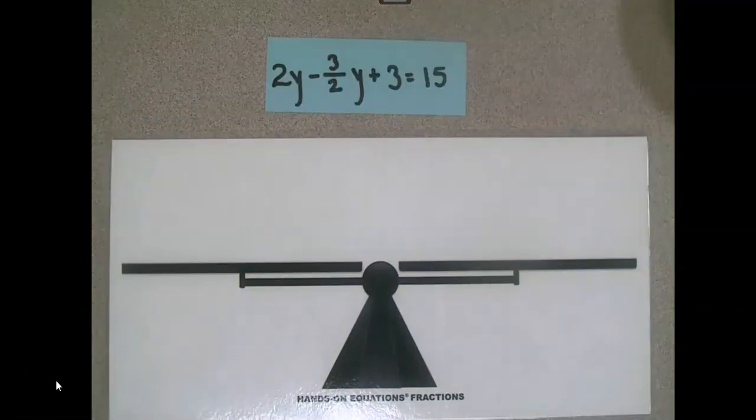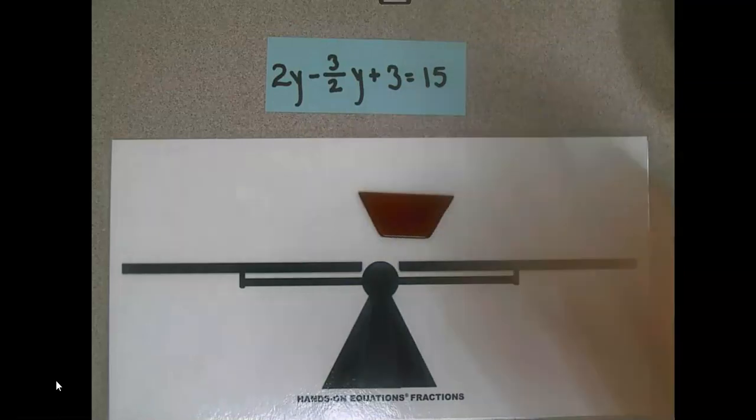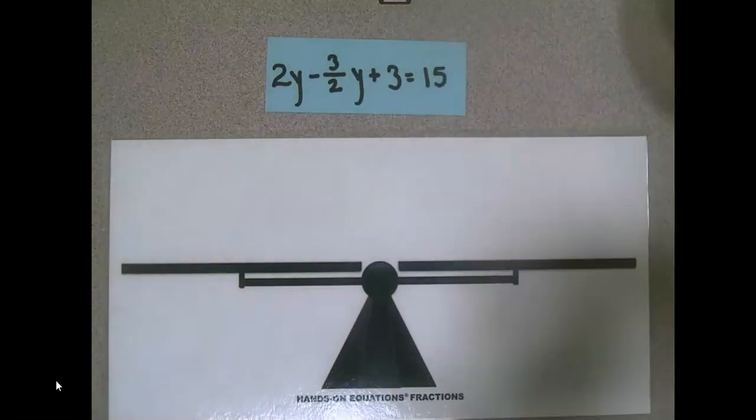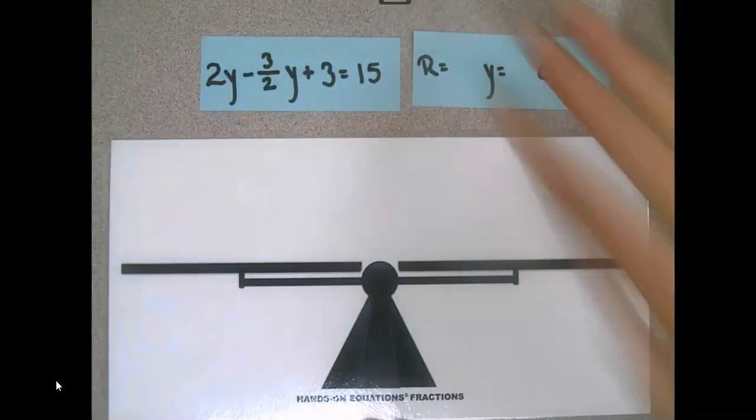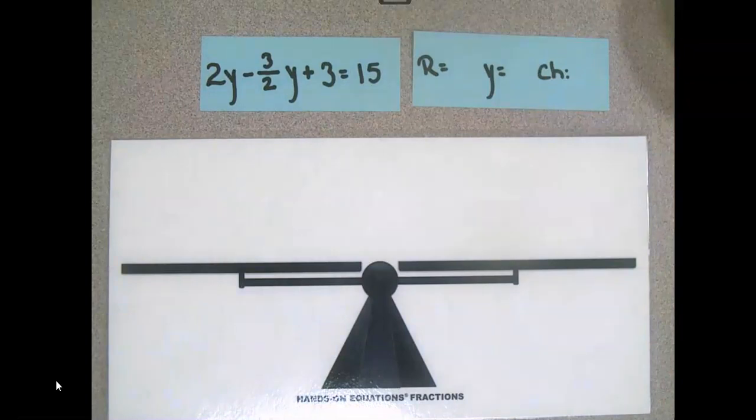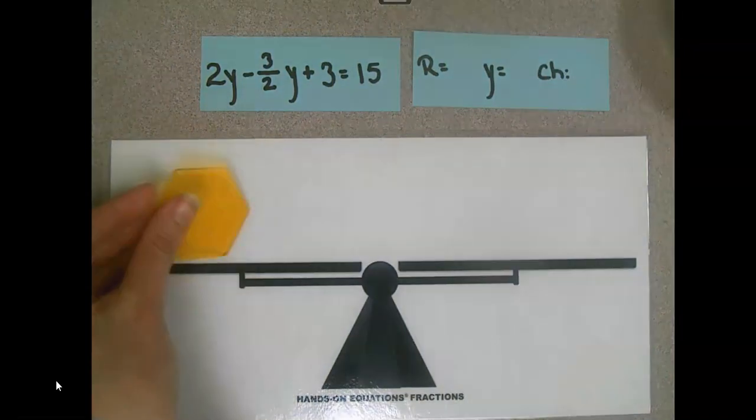This next example is going to involve the removal of blocks as part of our setup process. So we have 2y minus 3/2 of y plus 3 equals 15. In this one, since our half is represented by our red block, we will be solving for red, yellow, and then completing our check. So in our original setup, we have 2y.